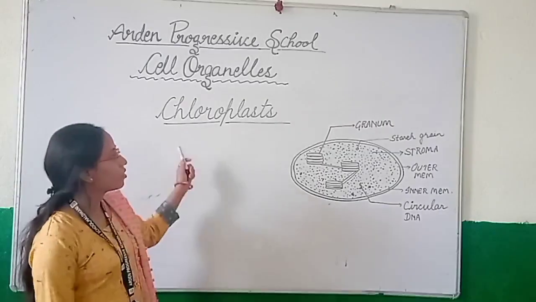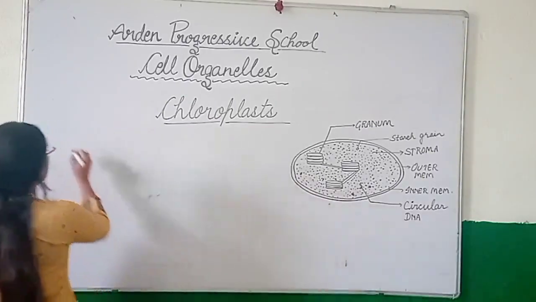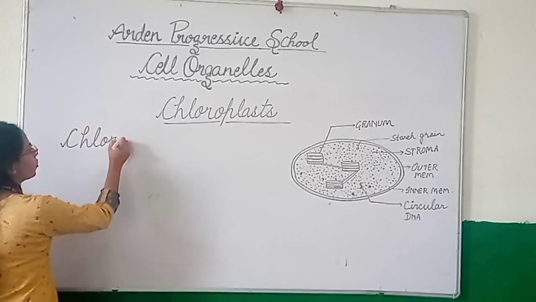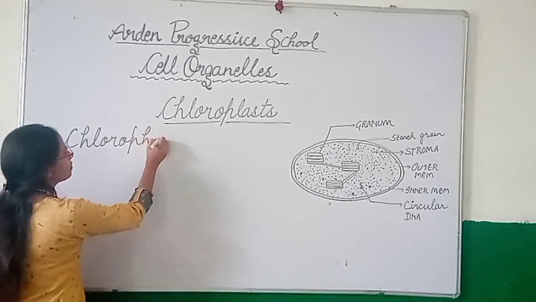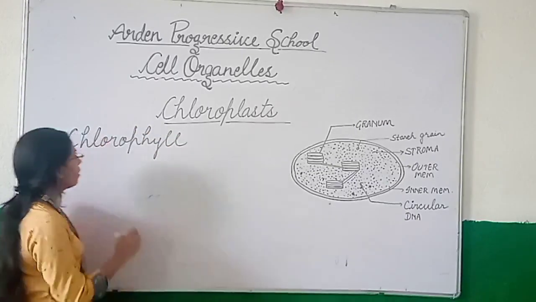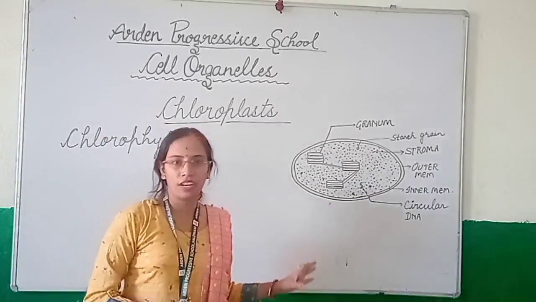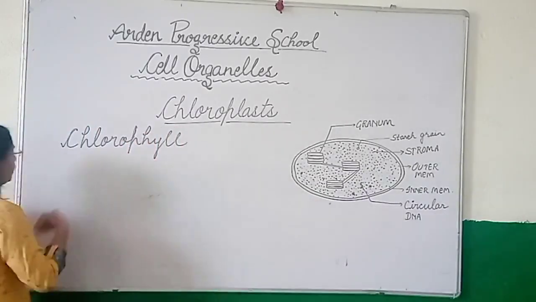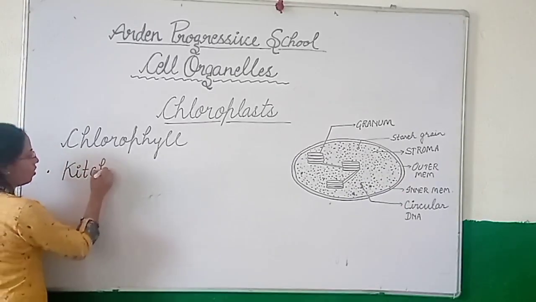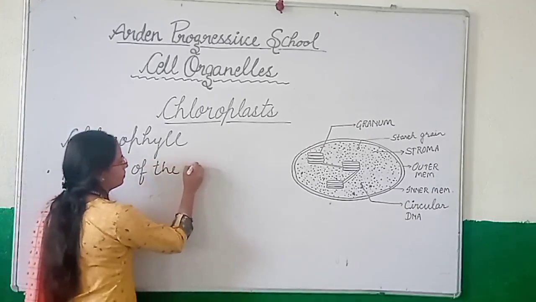Now, the next is chloroplasts. Chloroplasts are the plastids containing the green pigment known as chlorophyll, which gives green color to the plant. The chloroplast is a semi-autonomous organelle. It is also known as the kitchen of the cell.